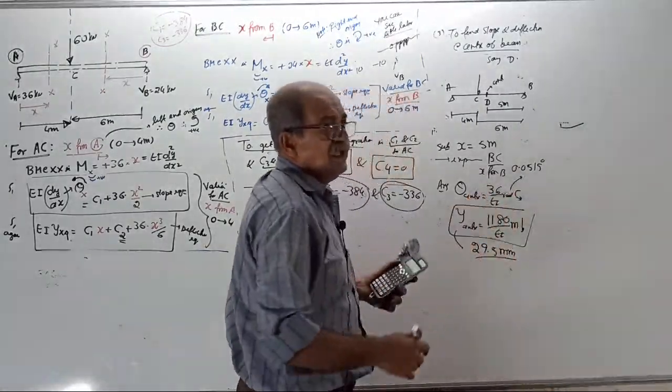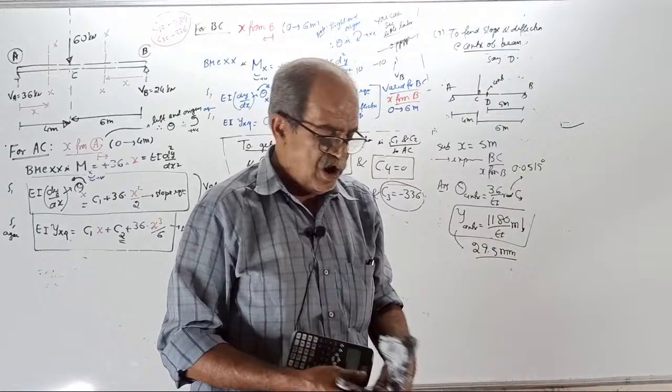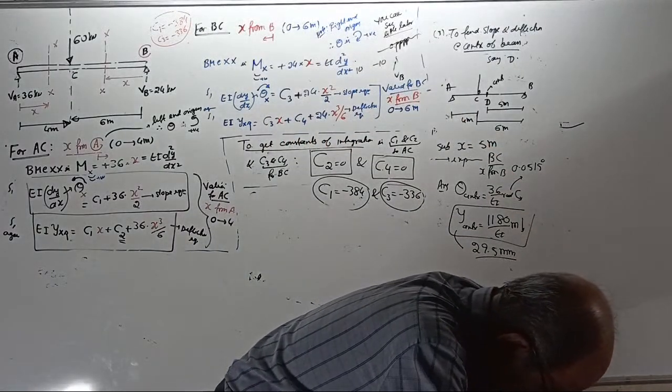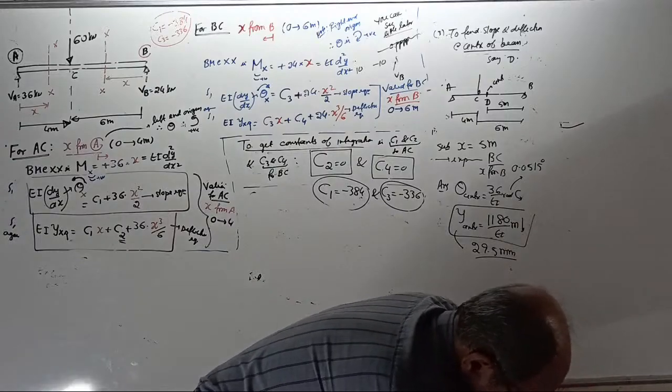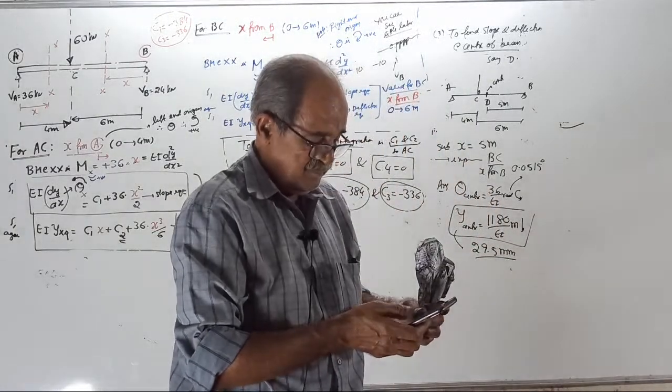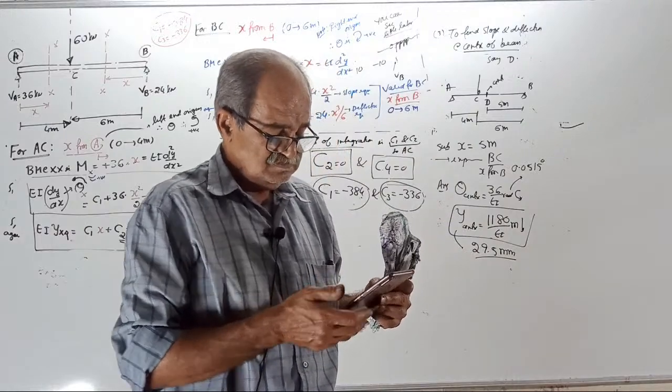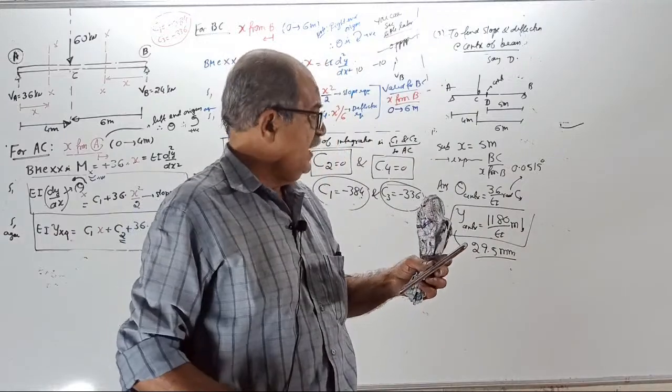Okay, clear now? Clear or not? First tell me, is all this clear? This all you have to work out now, substituting x equal to 6 meter.